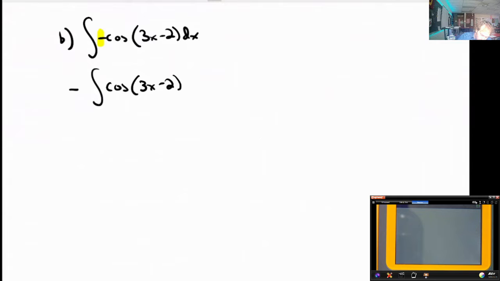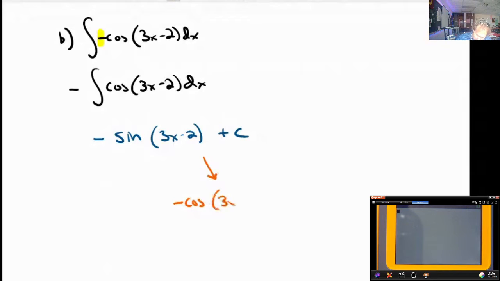You can do this problem with u substitution, but I think this is better done by laying traps. The antiderivative of the cosine is the sine. Let's leave this as the negative sine of 3x minus 2 plus c. This is almost correct, but it's worth thinking about what the derivative would be if we left it alone. We would have the negative cosine of 3x minus 2, which is what we want, but we would have this times 3 that would kick out because of the chain rule with 3x minus 2.